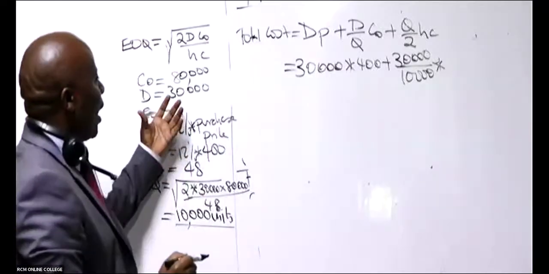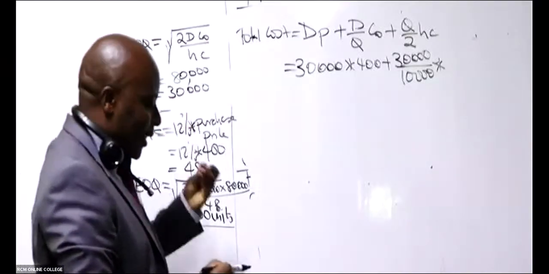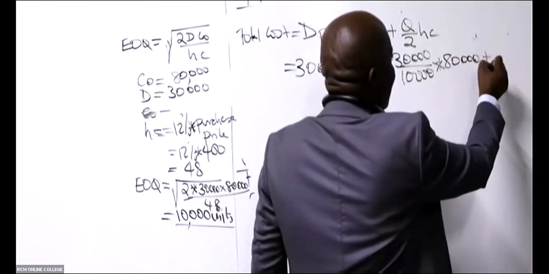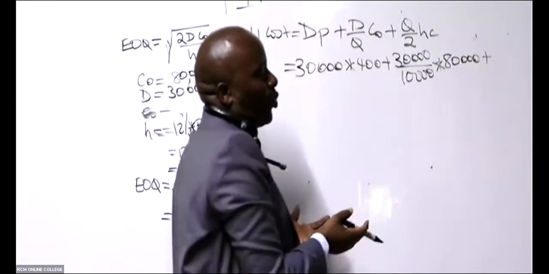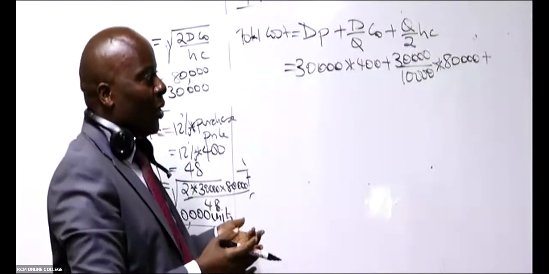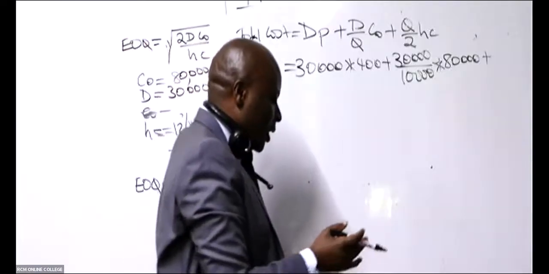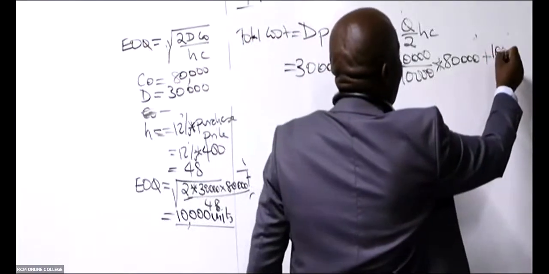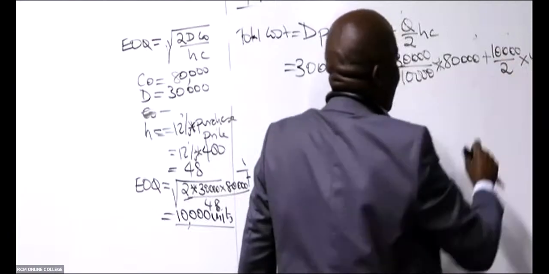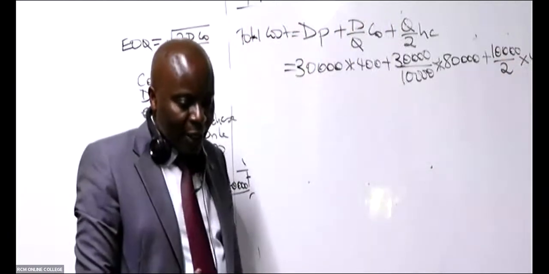The cost per order is how much here, somebody? It is 80,000. Cost per order is 80,000 plus, in this case, again, Q over 2, the same quantity, which is the EOQ we are ordering. So the Q here is 10,000. 10,000 divided by 2 times the holding cost, which is 48.